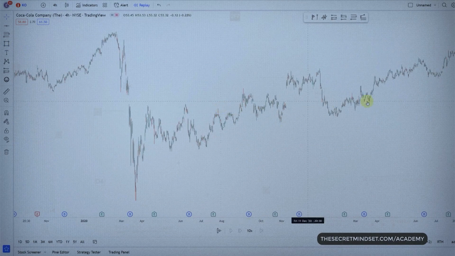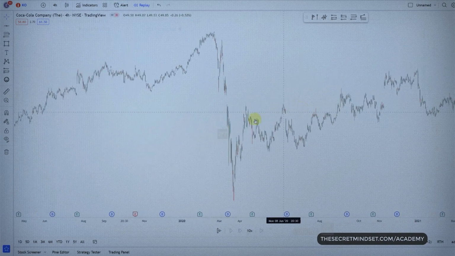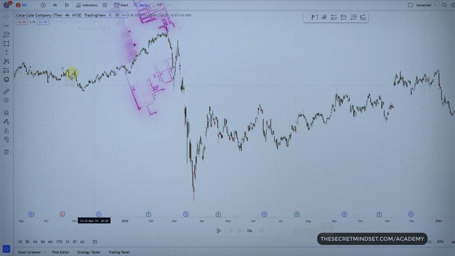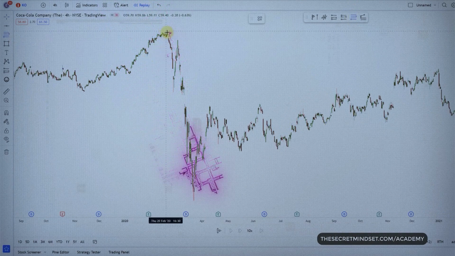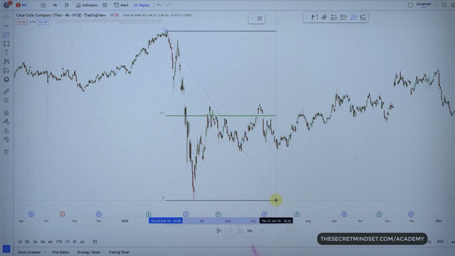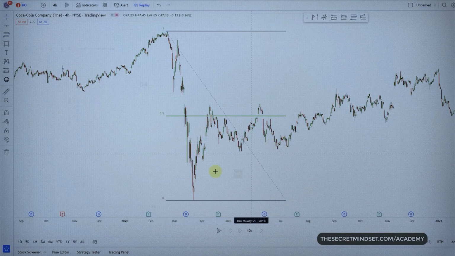It doesn't happen every time, of course, but it happens often enough to make it an important tool in your arsenal. So pay extra attention to the 50% Fibonacci area of a move.